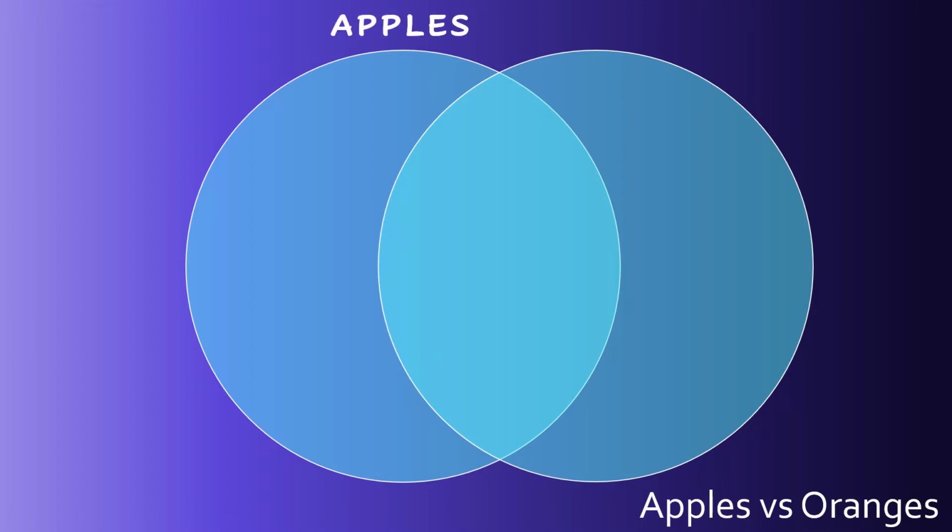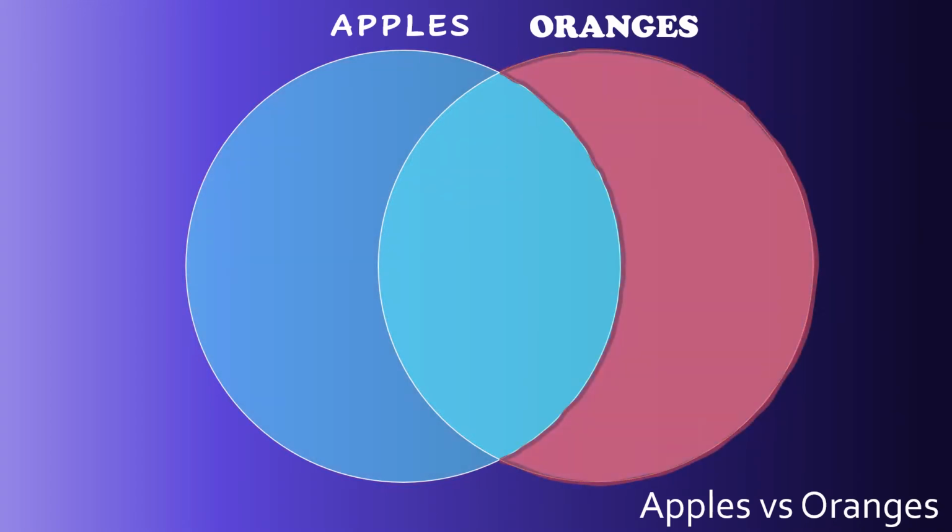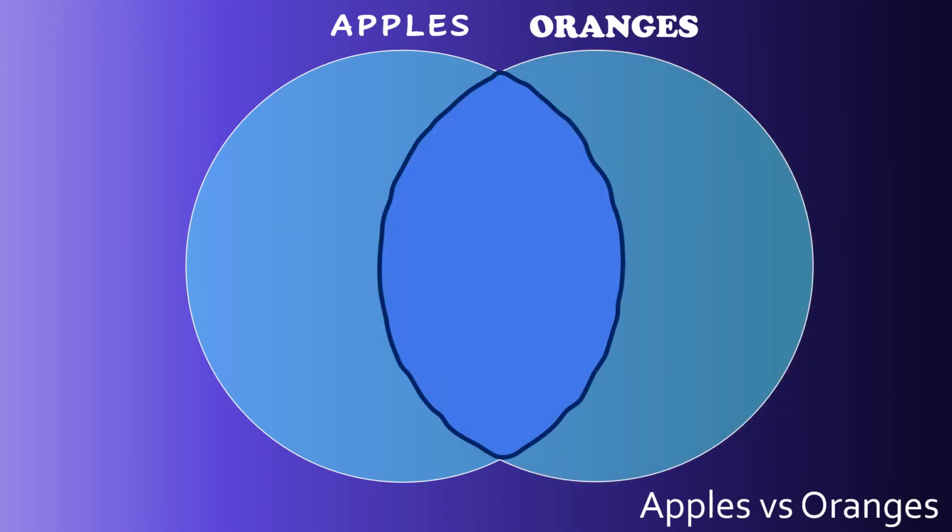For example, let's say we wanted to compare apples to oranges. The circle on the left will represent things about apples. The circle on the right will represent things about oranges. Things that are only true about apples, but not about oranges, will be in this part of the circle. Things that are true about oranges, but aren't true about apples, will be in this part of the circle. Things that are true about both apples and oranges will be in this part of the diagram.